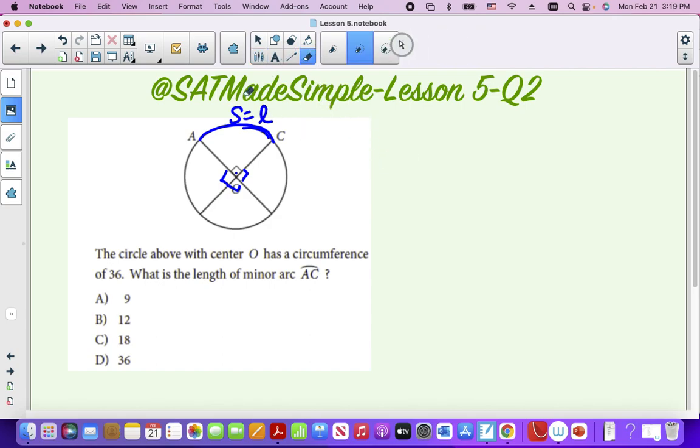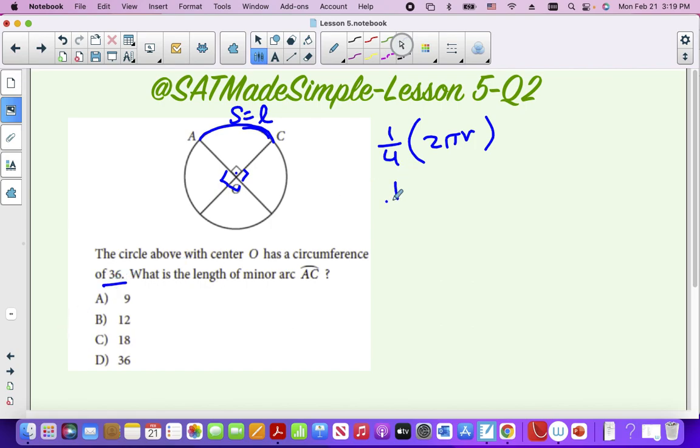It is one quarter of the circumference 2 pi r, and they gave us the circumference to be 36, so 1 out of 4 of 36, which is equal to 9. That's one way.